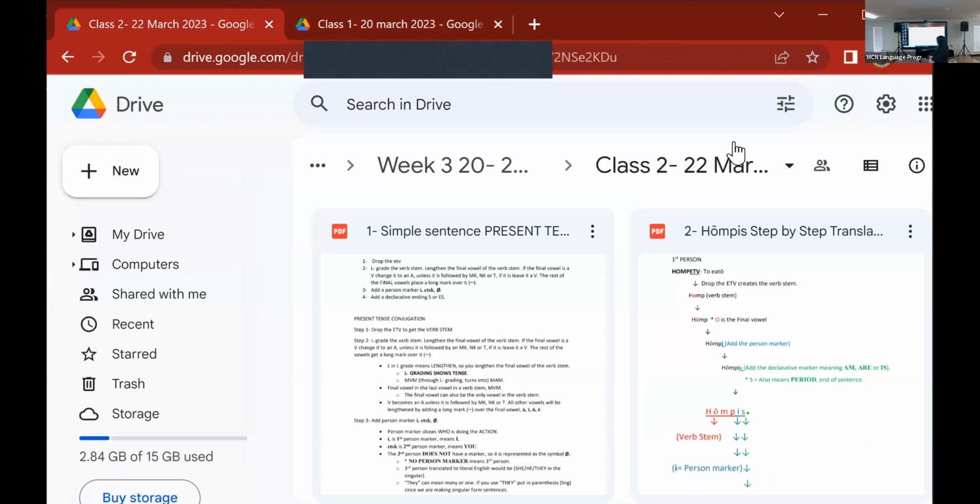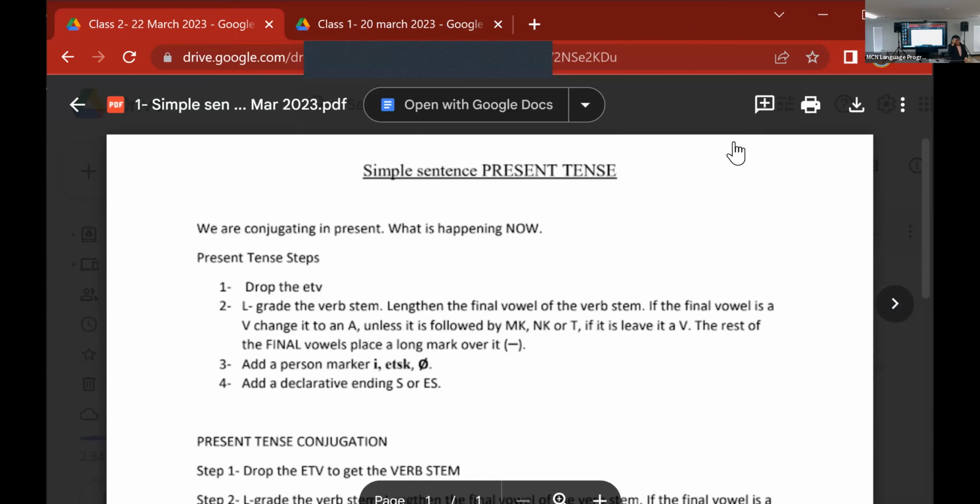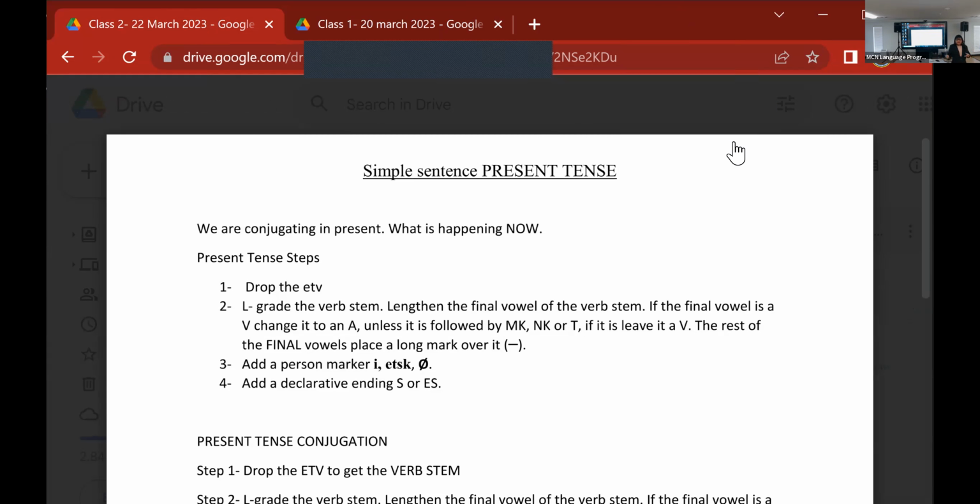Let's go ahead and go to our simple sentence, present tense. Like I said, I will go through this. Just hold your questions till the end. I will read this with you. It's not going to make a lot of sense until I show you the next slide, which breaks it down a little bit better.